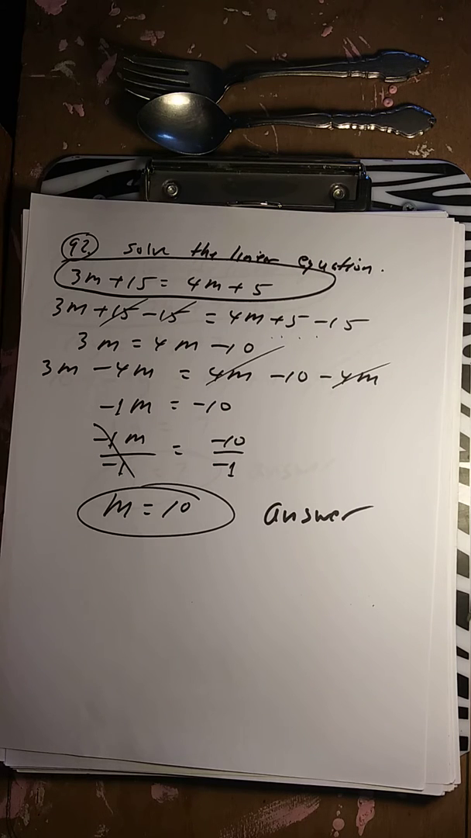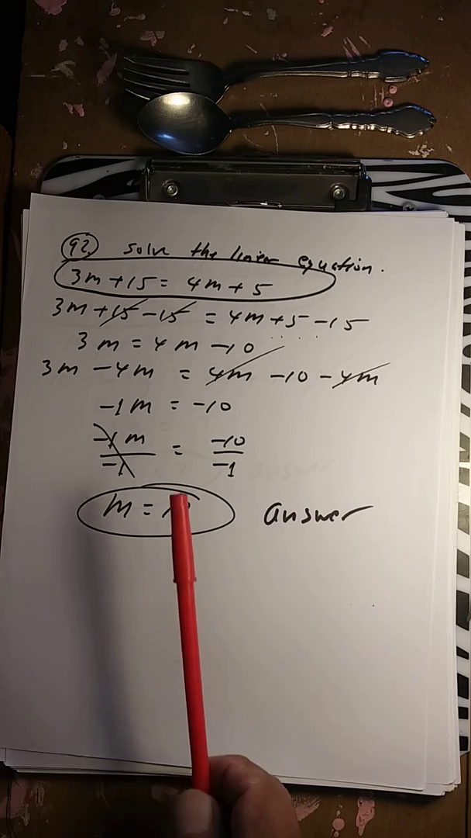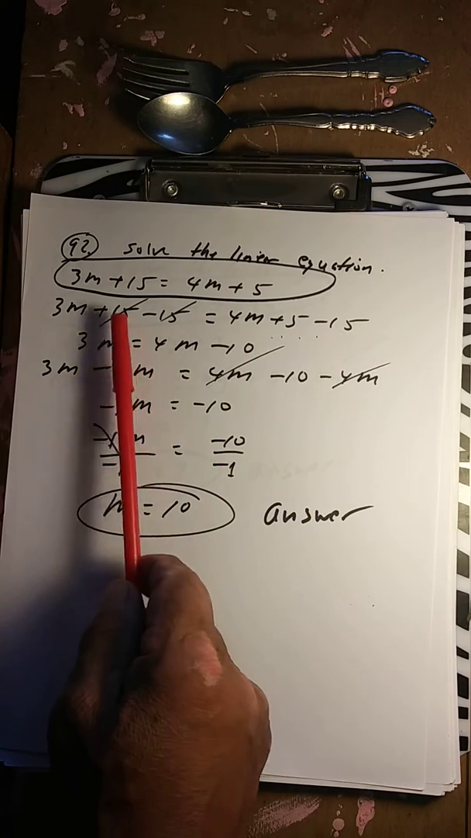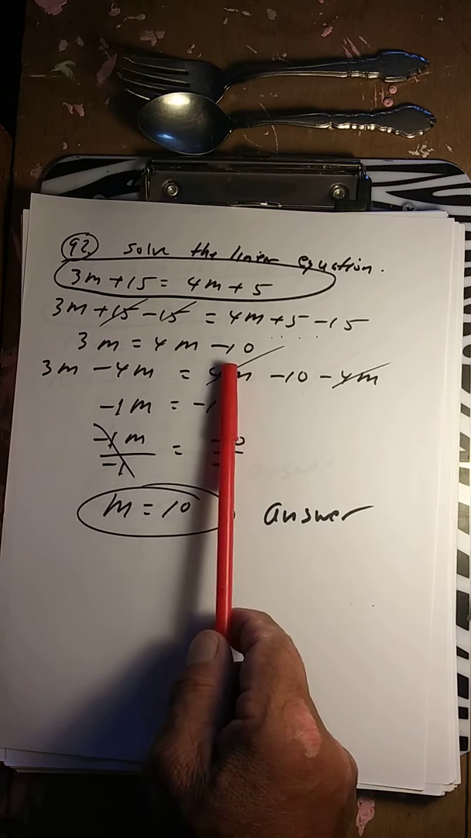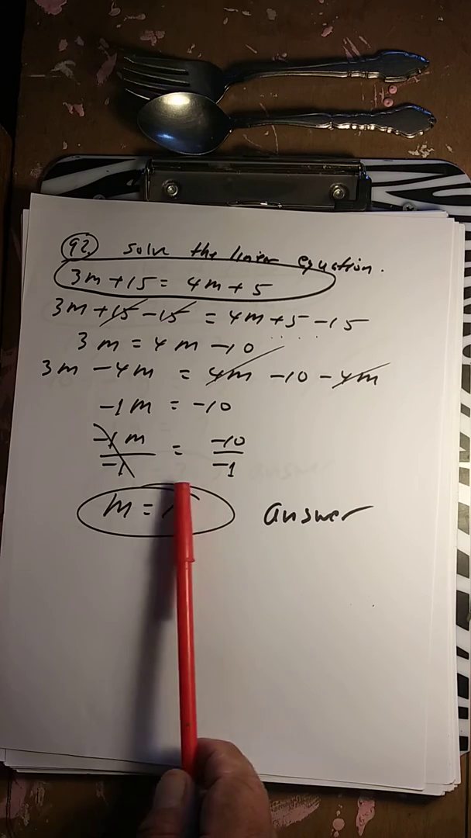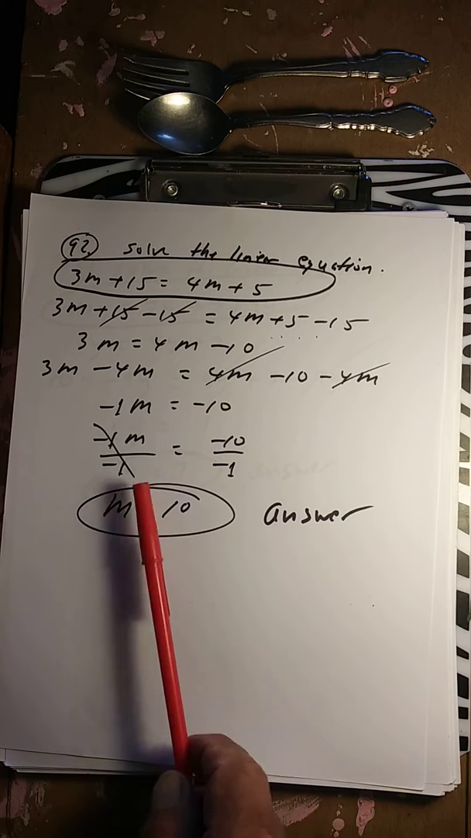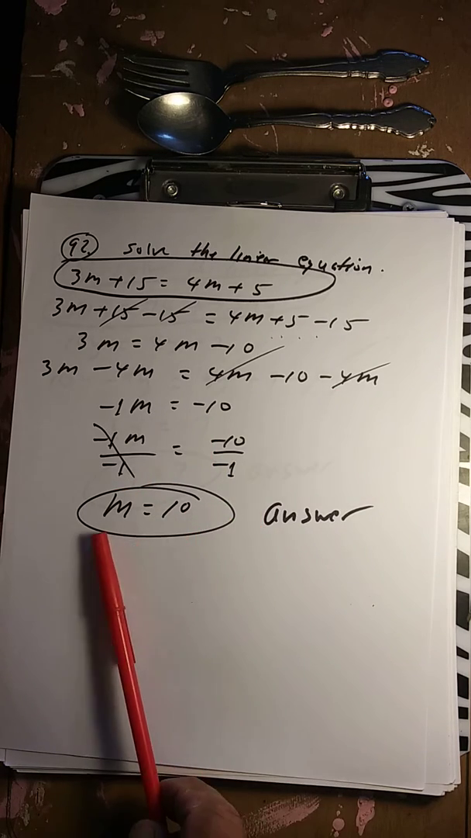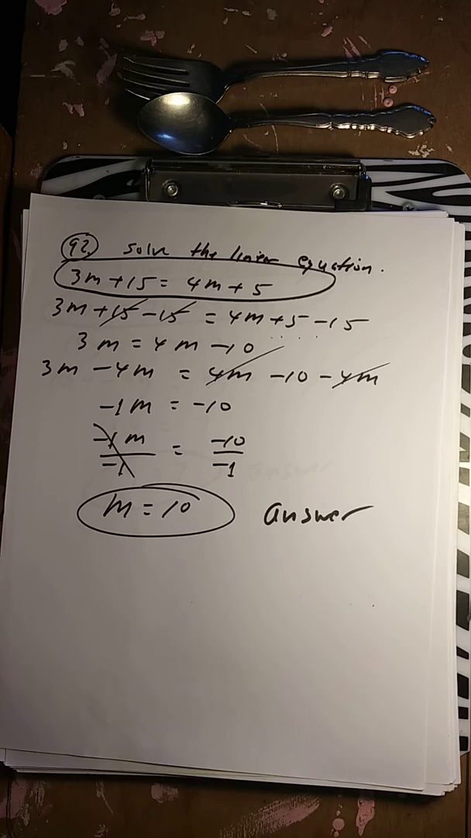Solve the linear equation. 3m plus 15 equals 4m plus 5. So I'm going to go ahead, minus 15, these are gone. 3m equals 4m minus 10. So 3m minus 4m, these are gone. So we have negative 1m equals negative 10. Divide by negative 1, divide by negative 1. So m equals negative divided by negative is a positive 10.